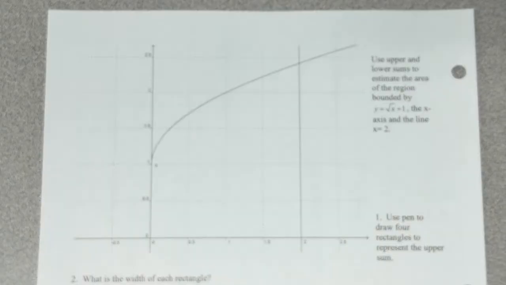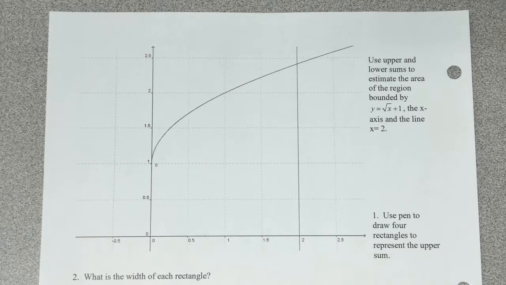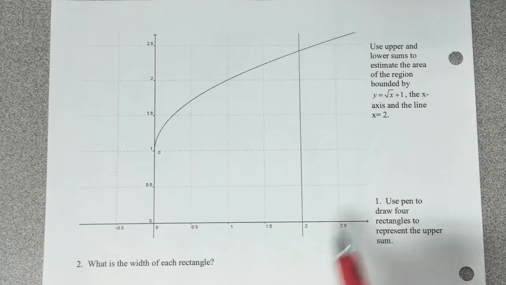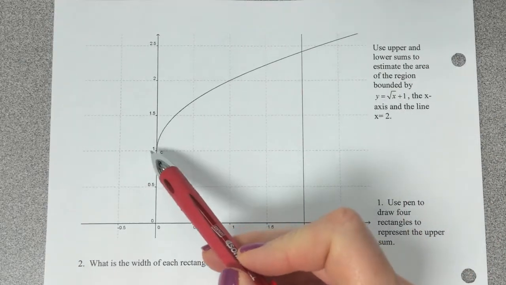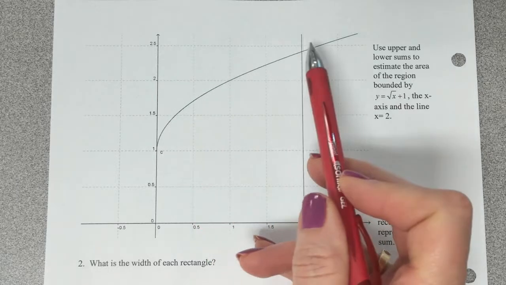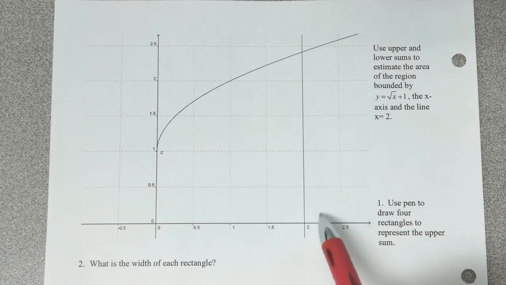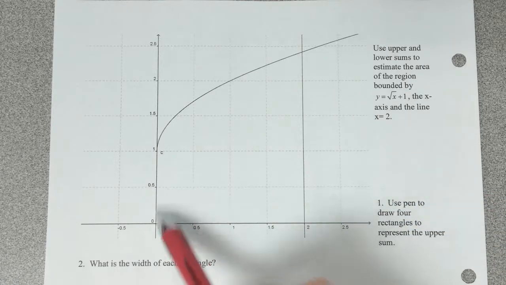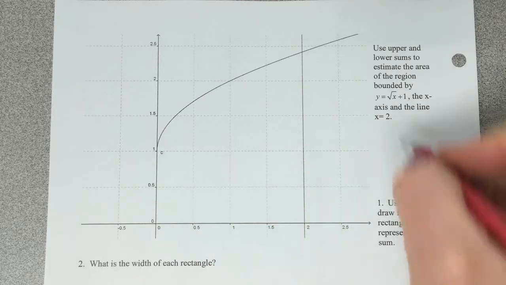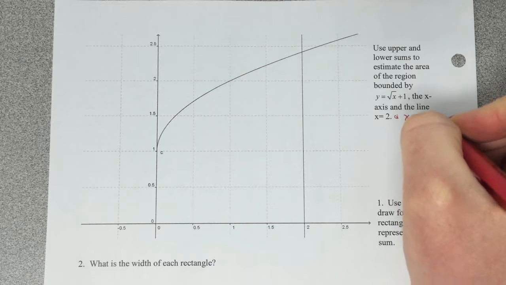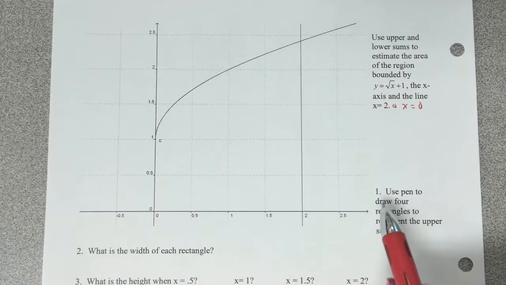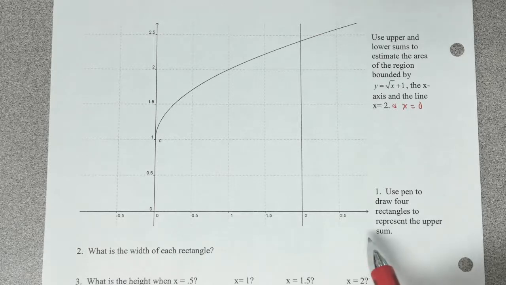So this worksheet says use upper and lower sums to estimate the area of the region bounded by the function y equals radical x plus 1, the x-axis, which is here, and the line x equals 2, and also it should say x equals 0. Let's add that in. All right, so use pen to draw four rectangles to represent the upper sum.